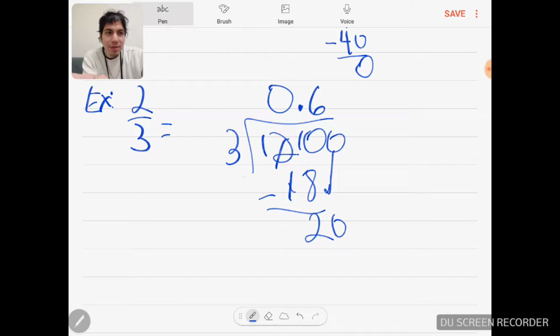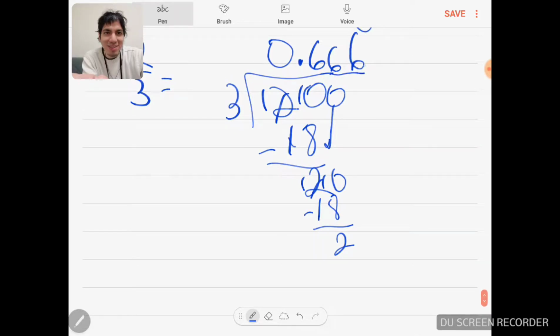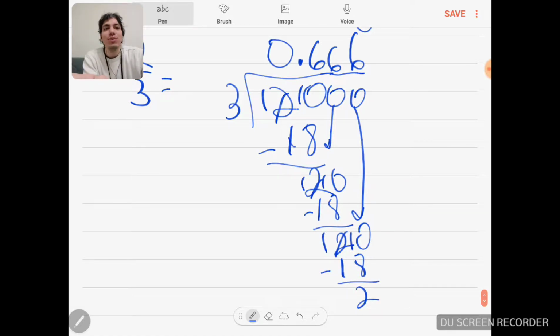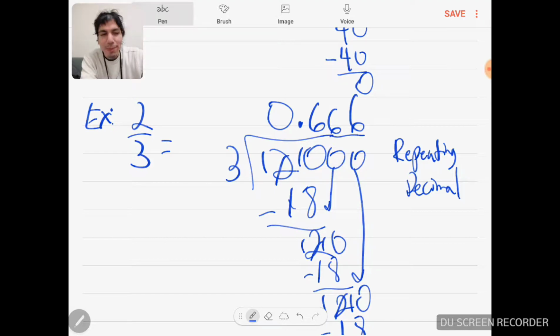I do it again, I get the same thing. 6, 18, borrow, 2. Now, if you notice, there's a pattern going on here, because if I add one more 6, you bring down the 0, and I have 18, I subtract one more time, I get 2 again. So the rule about this is this. This is a repeating decimal. So let me write that down. A repeating decimal.